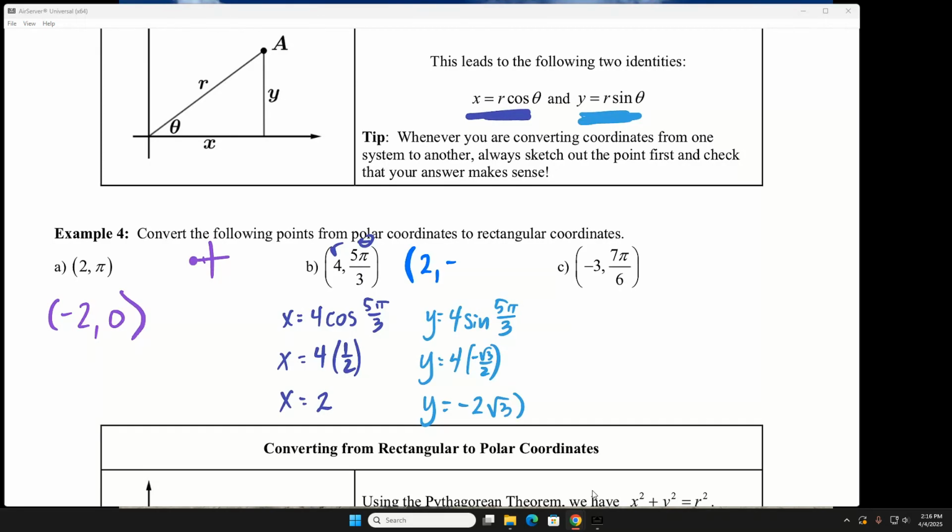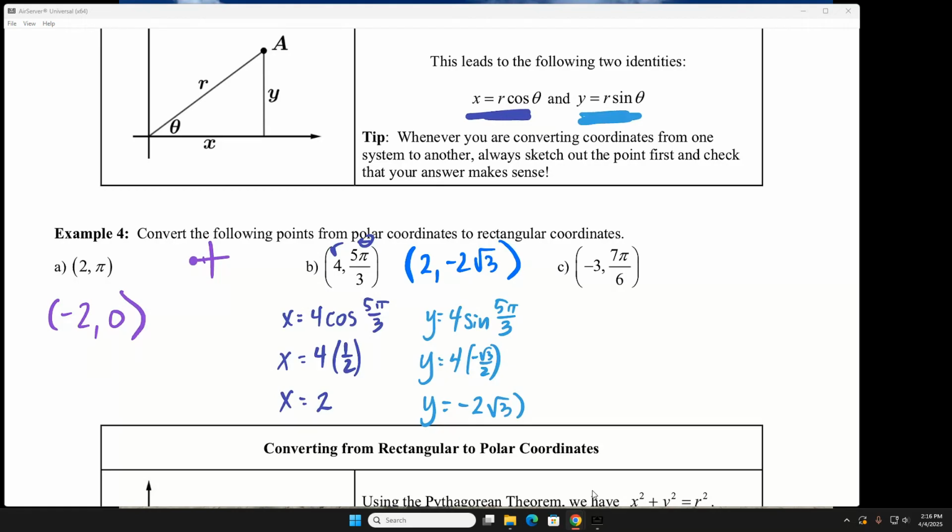X, y coordinates. All right. So this is a point in the polar coordinate system. This is a point, the same exact point that would be the same exact point in the rectangular coordinate system. So going out to circle 4, rotating to 5 pi over 3 is the same as going right 2, down negative 2 square root of 3.